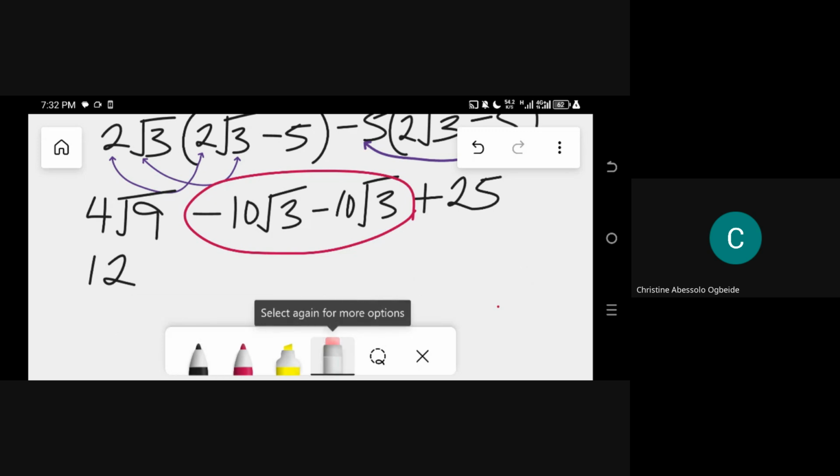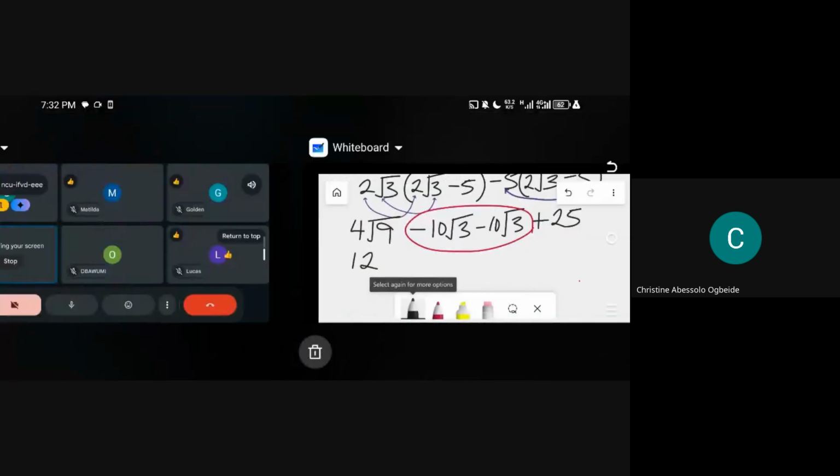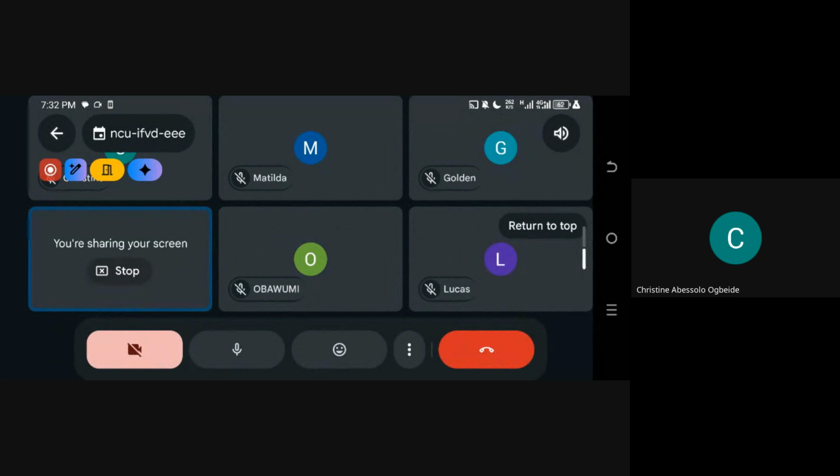So who will tell us the result here? Minus 10 root 3 minus 10 root 3. What is the result? Golden. Minus 20 root 3. Okay, minus 20 root 3. Does everybody agree to that?